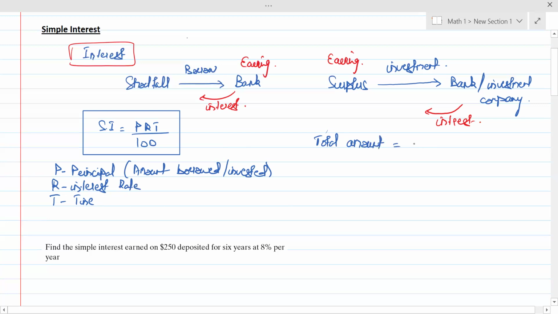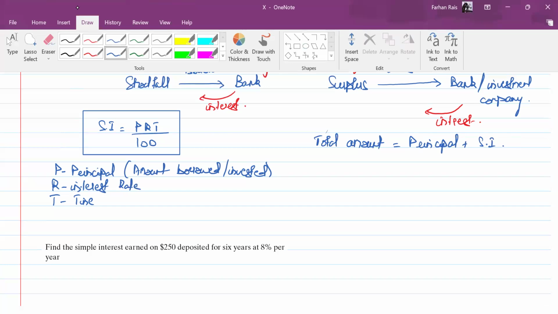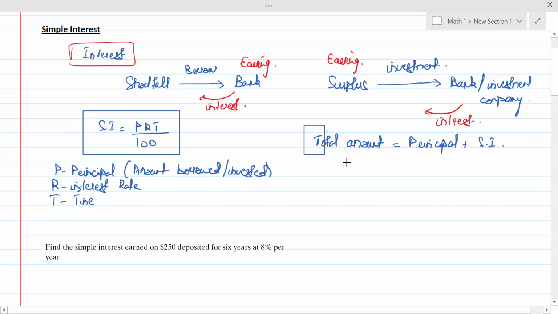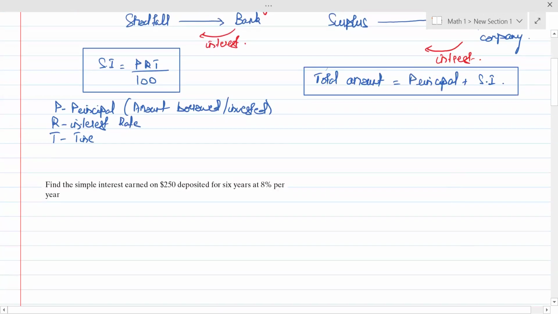The total amount is always the principal which was invested or borrowed initially, plus the simple interest charged. So these are the two formulations to be remembered for solving the questions based on simple interest. Okay, let's move on to solving some examples.